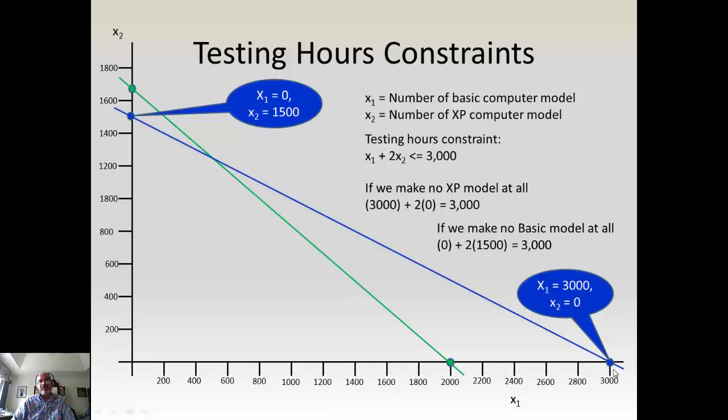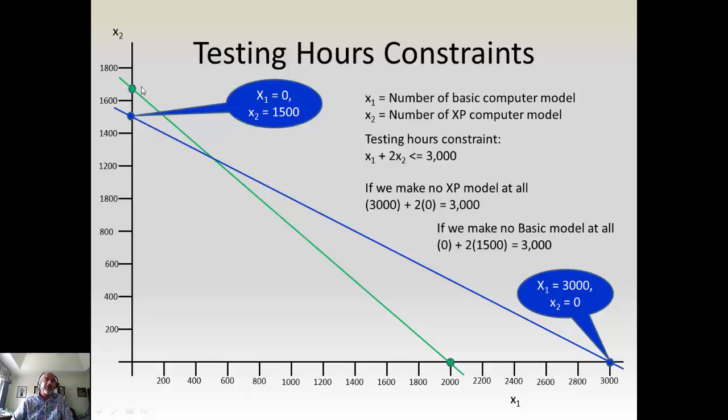That's your second constraint. Now all points below the blue line will satisfy the testing hours constraint, and points above the line will violate the testing hours constraint. But remember, we have to satisfy all the constraints, not just one at a time. So here these points are okay with respect to the blue line. It's feasible for the blue line but not for the green line, so we have to eliminate these points.